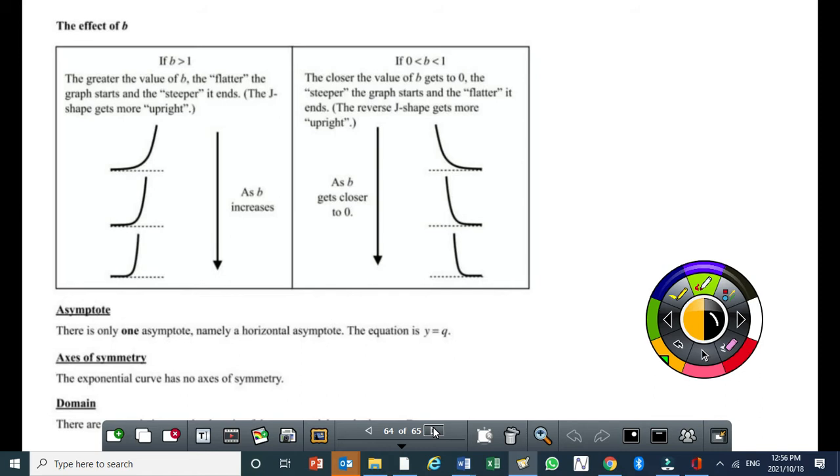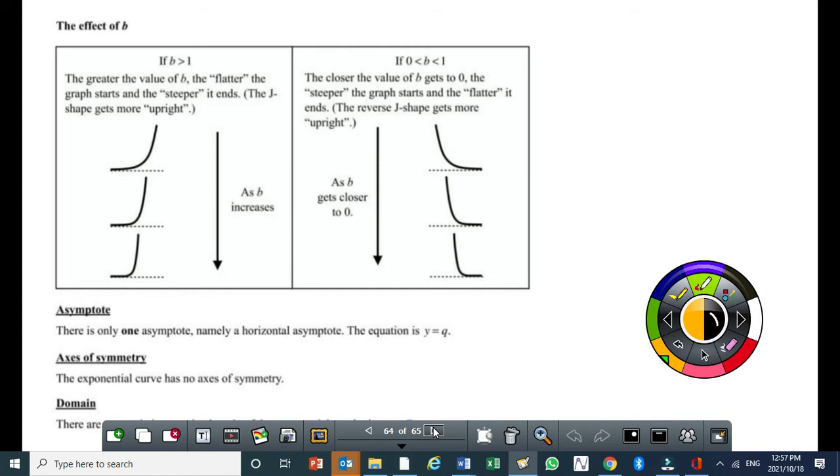So we want to ask you about this part, the detailed effect of B. That's not for your curriculum to know the details, right? Know the fact that B can never be 0, B can never be 1. B and A have a relationship, and that relationship helps you to determine the orientation of the graph. Right, then the asymptote. Now, this is very important.